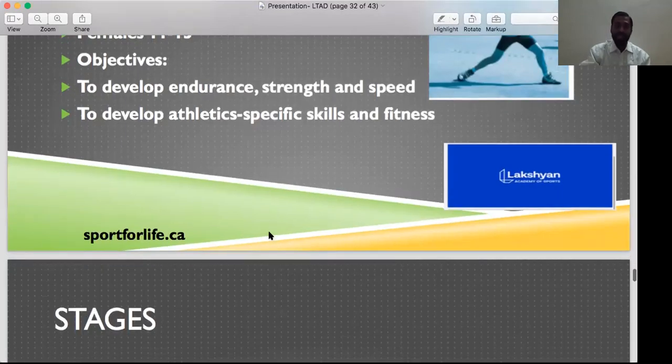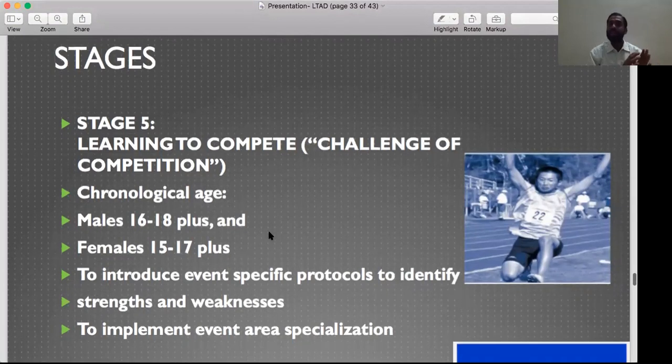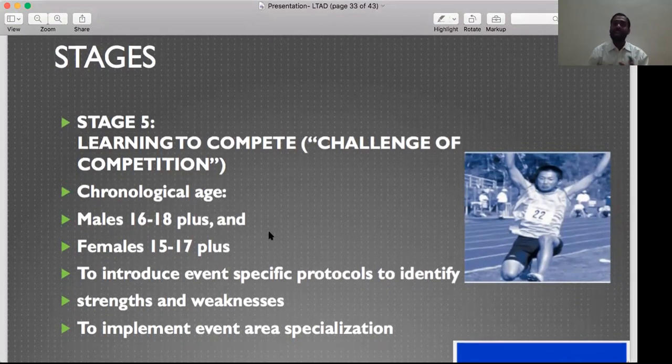Now going to the next stage, stage 5. This is where learning to compete happens. This is where the challenges of competition start to happen. The males are between 16 to 18. The females are between 15 to 17. This is where we introduce event-specific protocol: school championships, state championships, national championships, Khelo India. All of this starts to happen here at around 16 to 18 age groups.